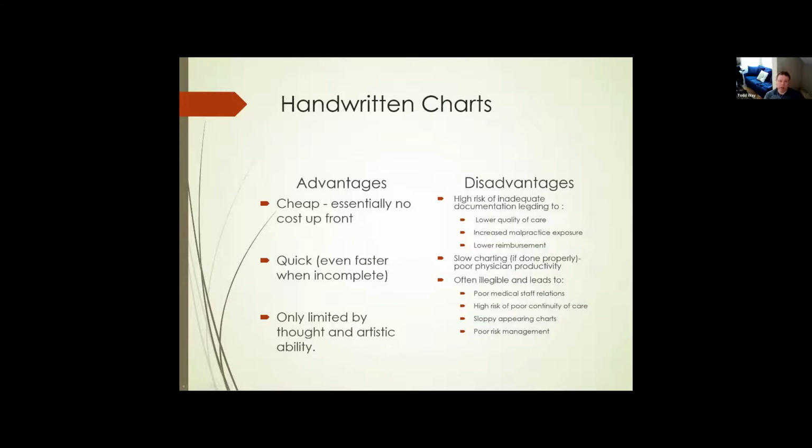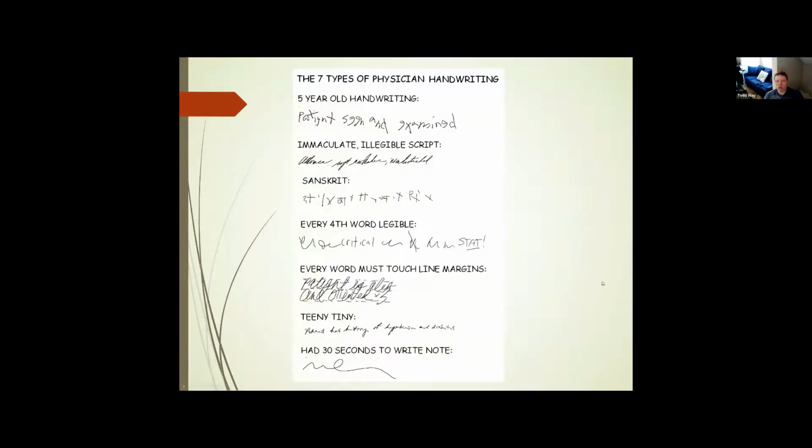So we'll talk about some of the others, but things like a T-chart or an EMR, you've got to fill in all the boxes, so you can't really miss or leave things out. And certainly legibility is a problem. So sloppy-appearing charts, continuity of care is difficult if you can't read what the other person had.